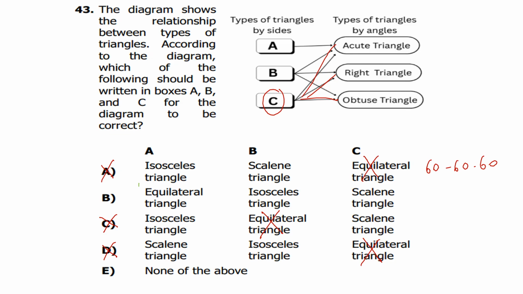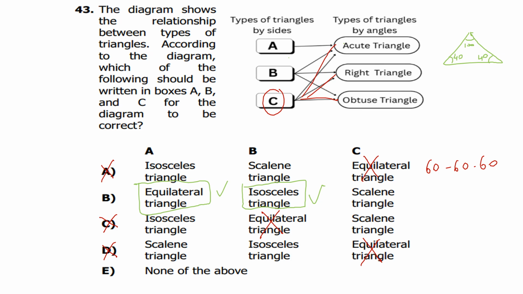It says A is an equilateral triangle. A is only acute. It is okay. B is isosceles. It can be acute, right, and obtuse. Let's write an obtuse isosceles triangle: 140 and 40. It is an obtuse triangle and also isosceles. So it is also true.